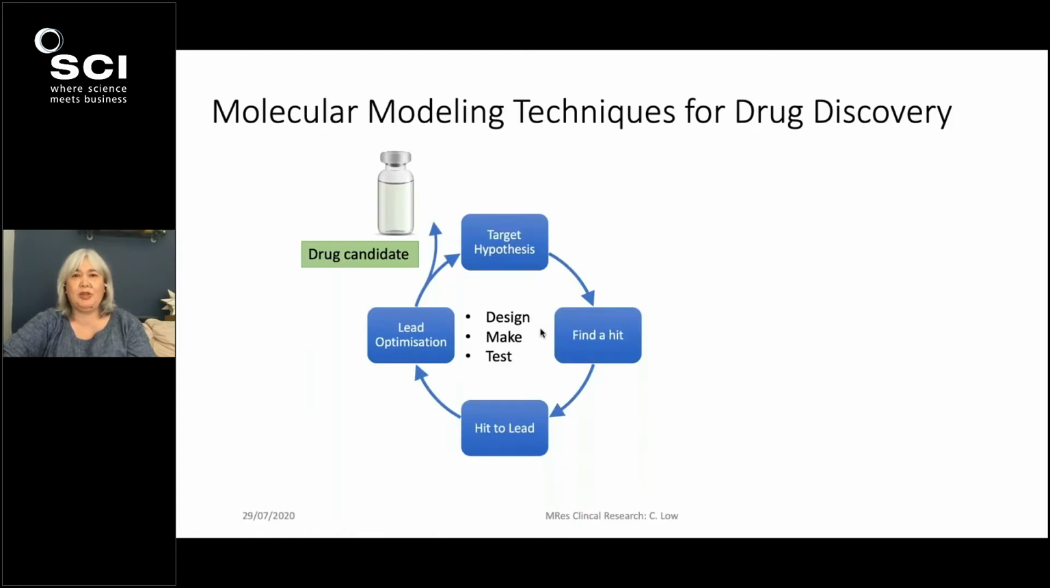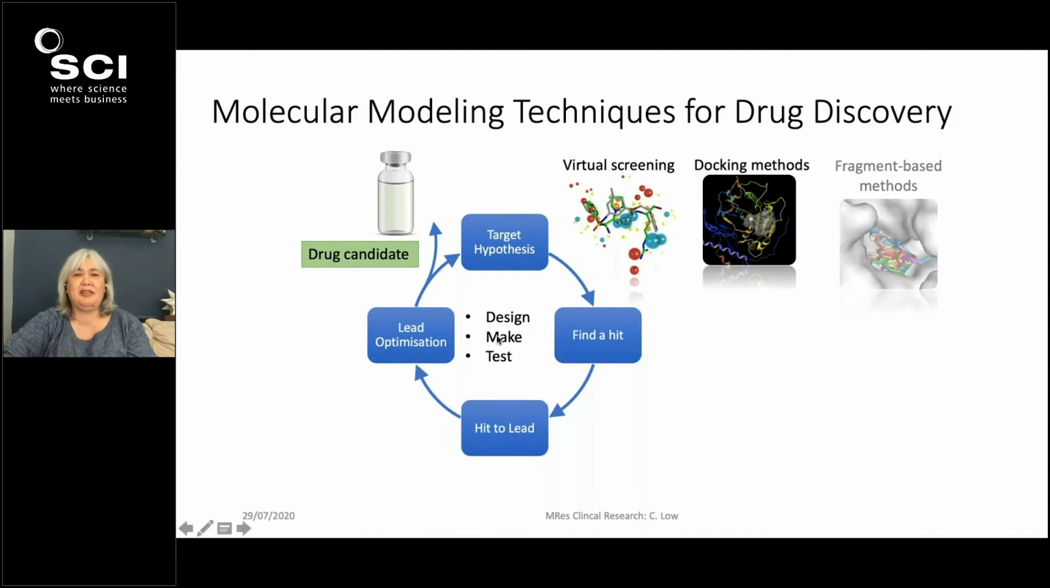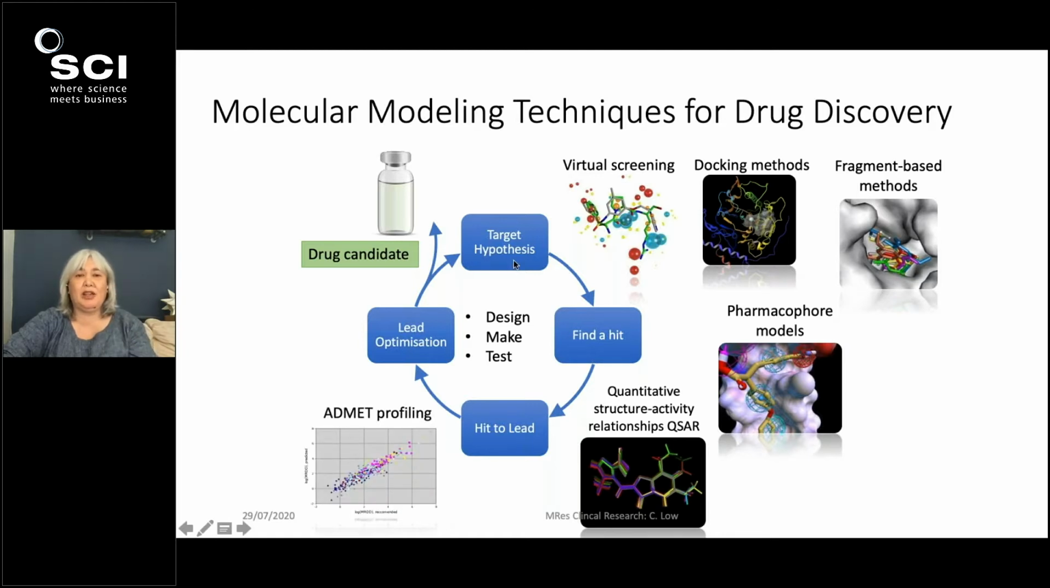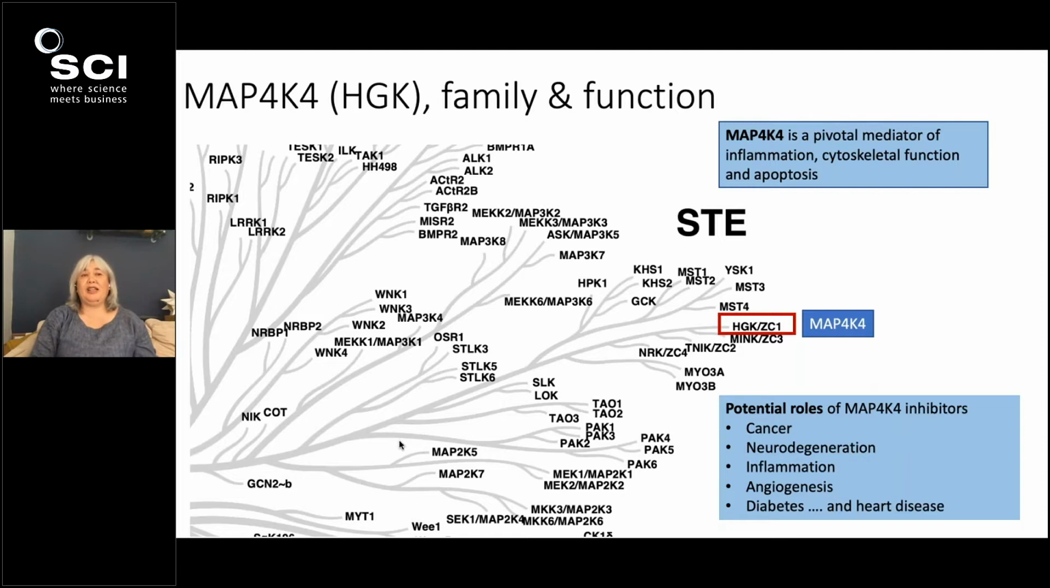So what we're effectively doing is carrying out a series of design, make, test cycles through taking a biological hypothesis, finding a hit compound, translating it to a lead, optimizing that, and hopefully we'll come up with a drug candidate at the end. Although this is not always as simple as it looks, and sometimes requires several rounds of this cycle. So today I'm going to tell you about a virtual screening method that uses high content pharmacophores, a little bit about ADMET profiling, all connected to finding inhibitors of this kinase, MAP4K4.